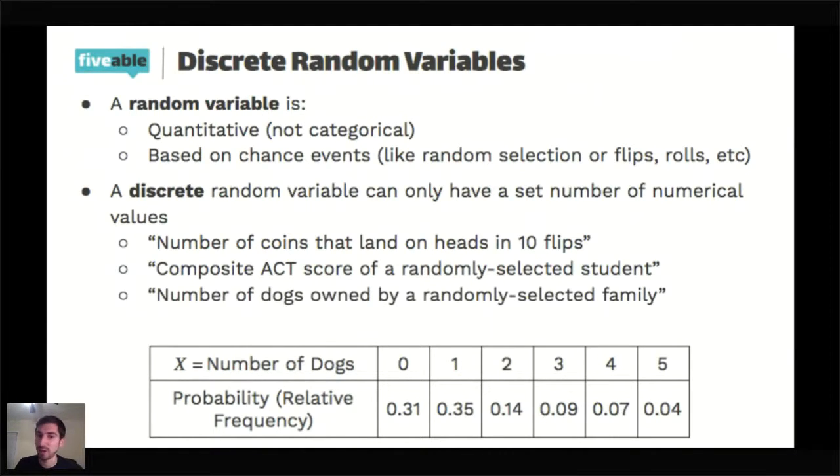The number of dogs owned by a randomly selected family. You can't have 1.5 dogs. You can't have 1.3 dogs. It's either 0, 1, 2, 3, 4. In this case, it goes up to 5. And we're going to ignore the few households that have more than 5 dogs.